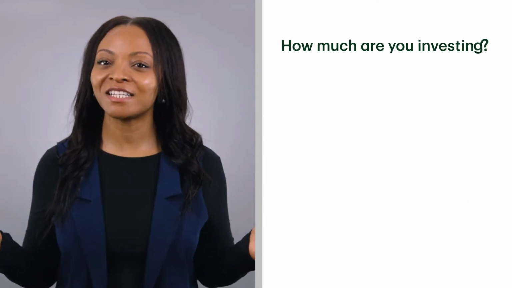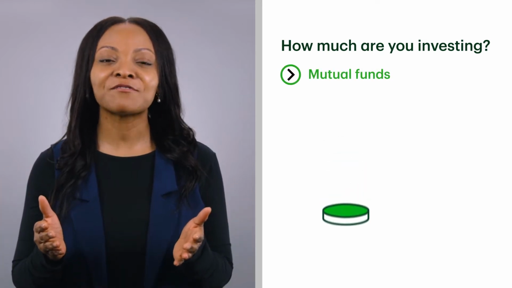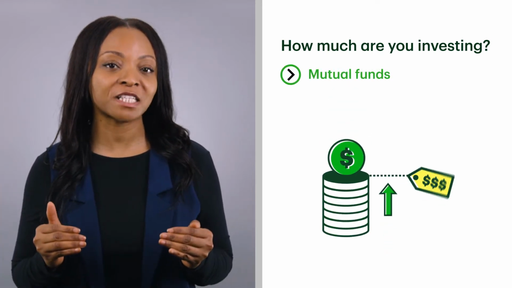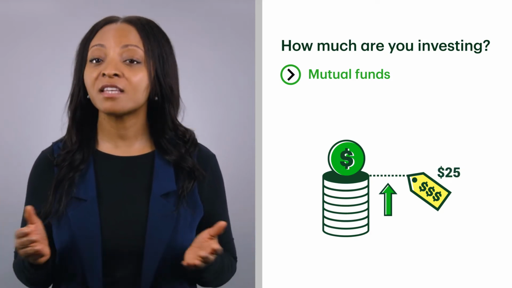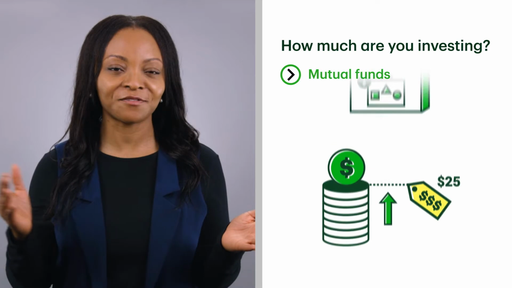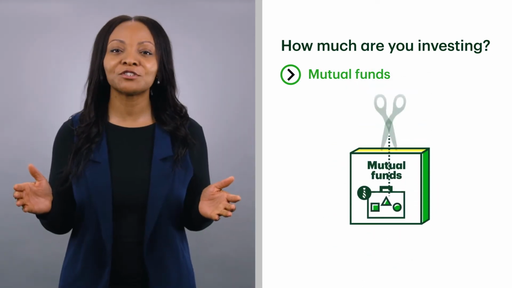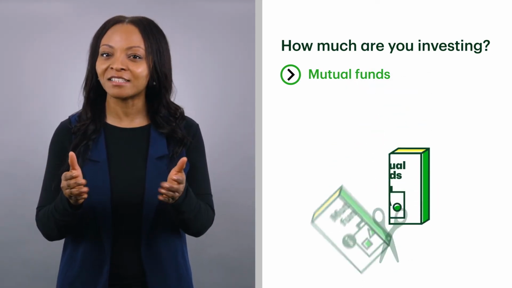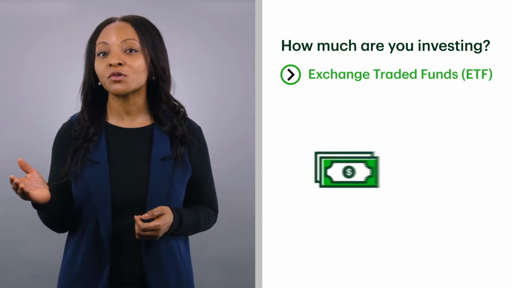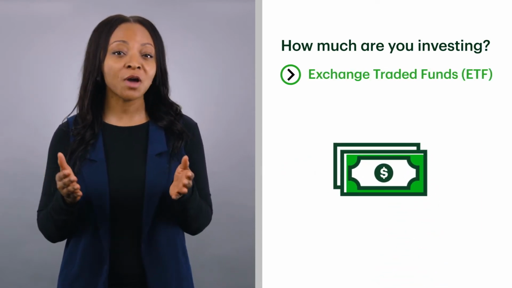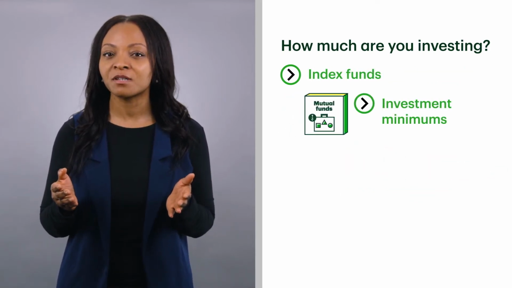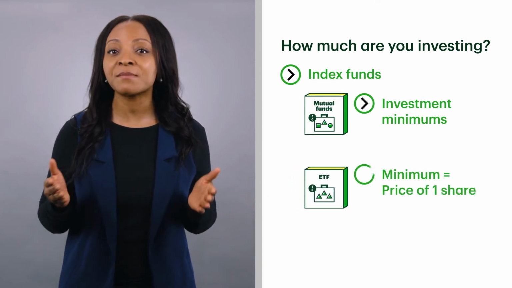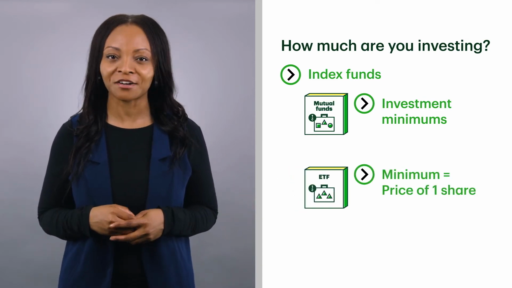How much are you investing? Mutual funds often have minimums that limit how small of an investment you can make into the fund, like $25 for example. These minimums can vary from fund to fund. You can also buy fractional units, allowing you to invest every cent. ETFs have no imposed minimums to invest per se, but you have to invest enough to buy at least one share. Index mutual funds have investment minimums. For index ETFs, the minimum is to invest the price of one share.